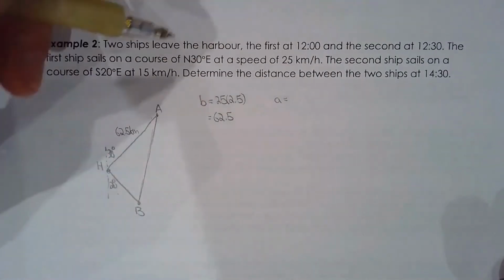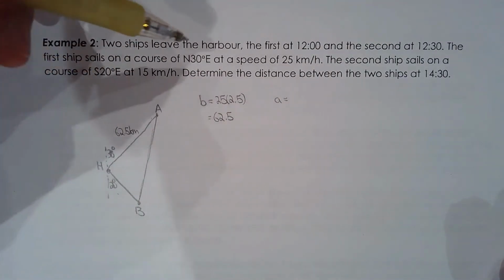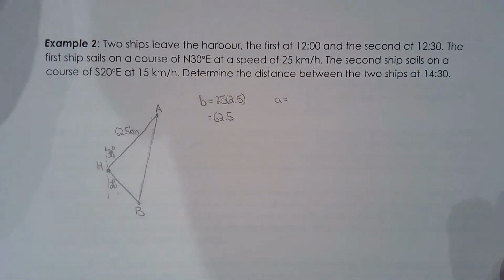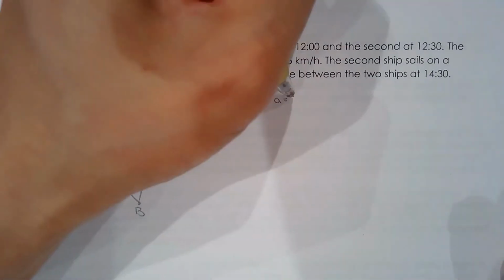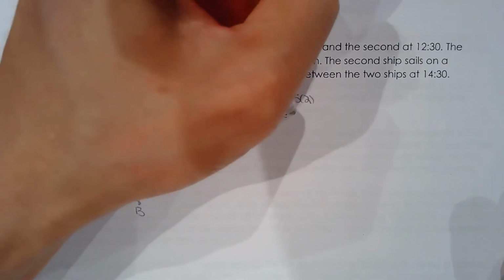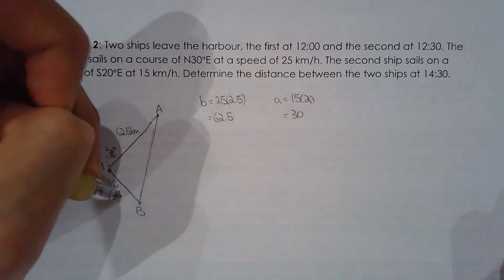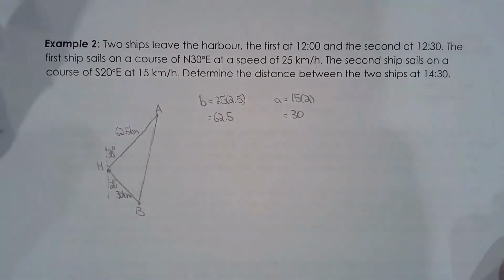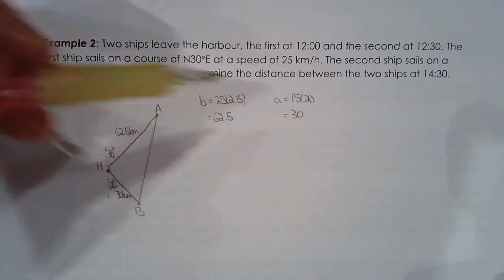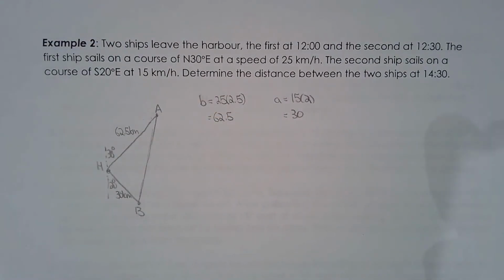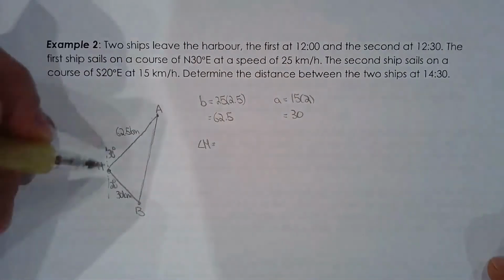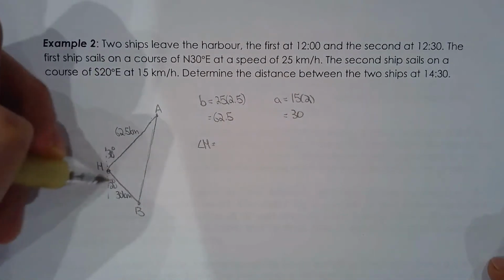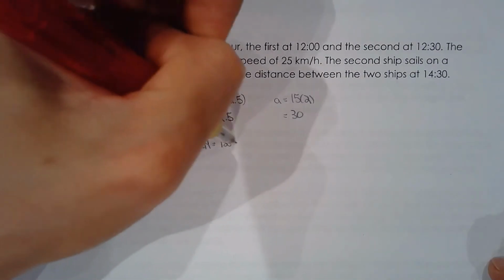Okay, anyways, the second ship travels for 2 hours because it set sail at 12:30 and it's 12:30 to 14:30, so it's 2 hours at a speed of 15 kilometers per hour. So we're looking at 30 kilometers. So it doesn't travel nearly as far, which makes sense because it's for lesser time and it's going slower. All right, so now I want to solve for angle H, which is not that bad because I have a straight angle here. So 180 degrees minus 30 degrees minus 20 degrees.